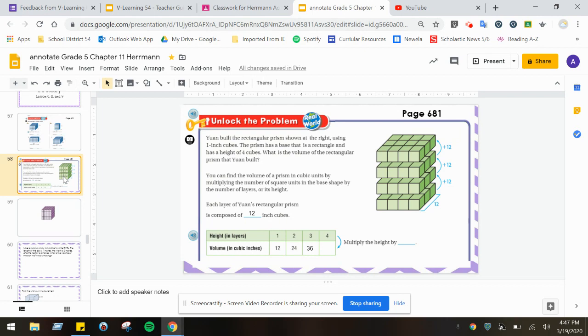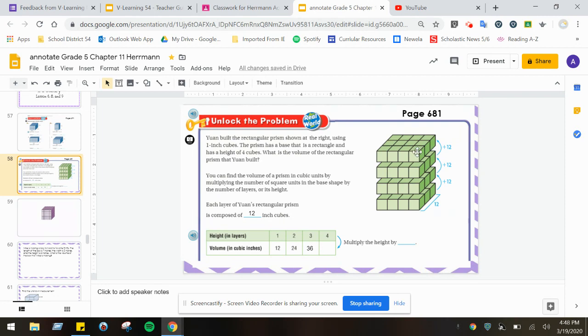Okay, so you can find the volume of a prism in cubic units by multiplying the number of square units in the base by the number of layers or its height. Okay, so I want you to take a look. Look at my base shape. What are the dimensions? We got 4 and we got 3. So right here, that's going to tell me that this is 12-inch cubes. Okay, so if this first layer is 12-inch cubes, my second layer is 12-inch cubes, and then my third layer, and then my fourth layer.